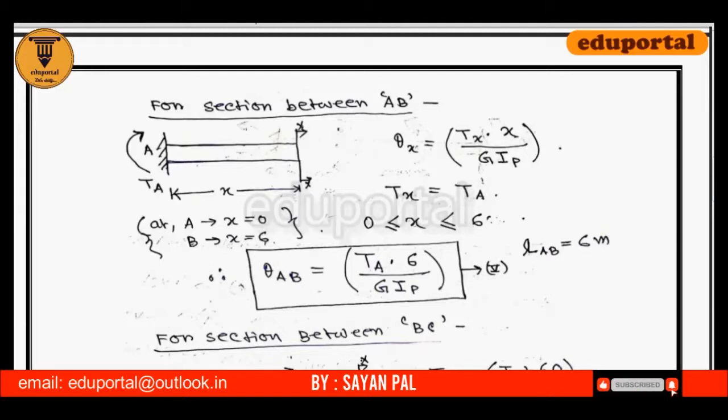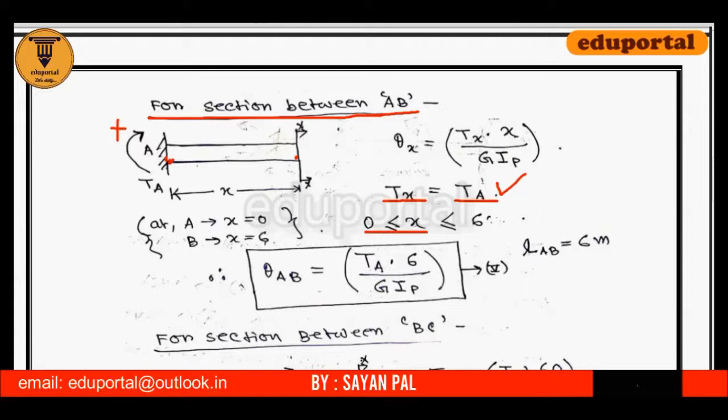Now for the section between AB, we have Ta positive there, and no other torque between this point and this point. So Tx, that is the torque at any distance x from A, is equal to Ta, because no other torque is acting other than Ta.